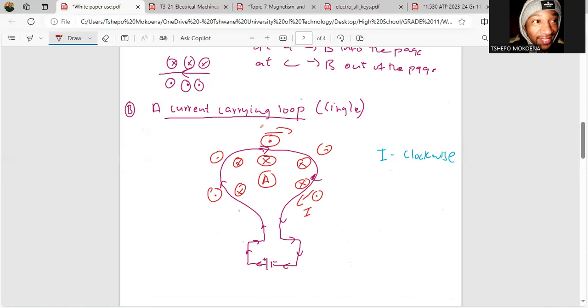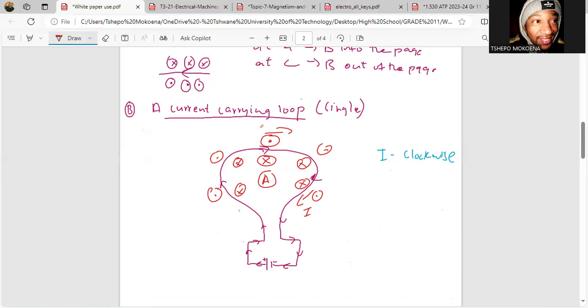And therefore, this part is north, and that part is south, because it's moving out, coming in this direction, moving out, coming in this direction. So it's hard to see this because I draw in 2D, I can't draw 3D. But nonetheless, this is how we present it.